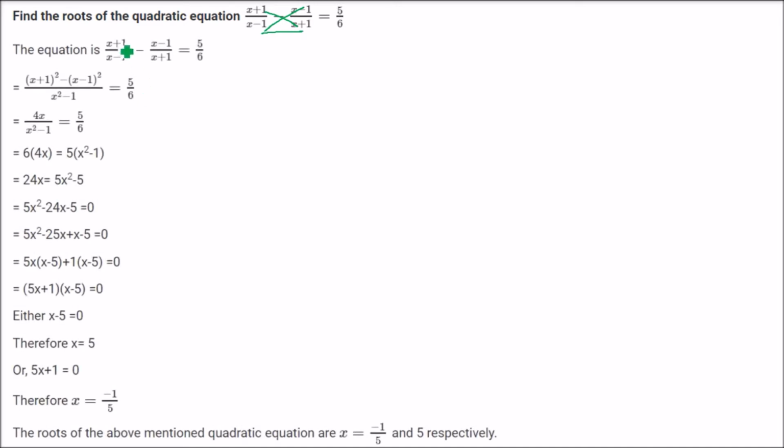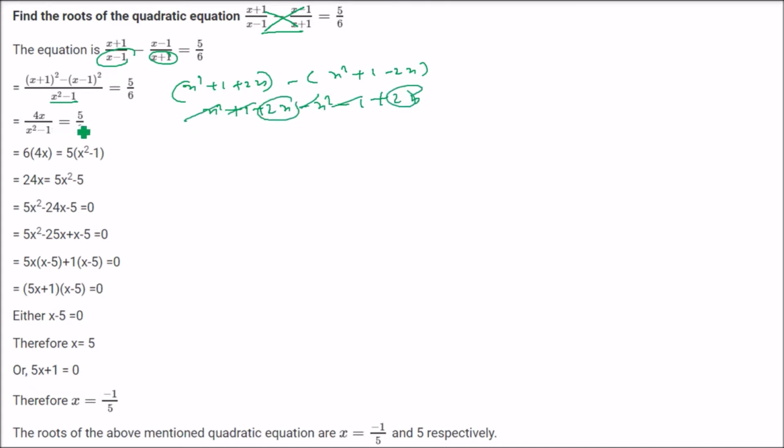Find the roots of the quadratic equation. This will be x plus 1 whole square minus x minus 1 whole square. Here you have x minus 1 into x plus 1. So this x plus 1 whole square is x square plus 1 plus 2x. This x minus 1 whole square will be x square plus 1 minus 2x. And this will be, of course, a plus b, a minus b. So a square minus b square, that is x square minus 1. You just open it, x square plus 1 plus 2x minus x square minus 1 plus 2x. This gets cancelled, this gets cancelled, only 2x and 2x will be 4x.